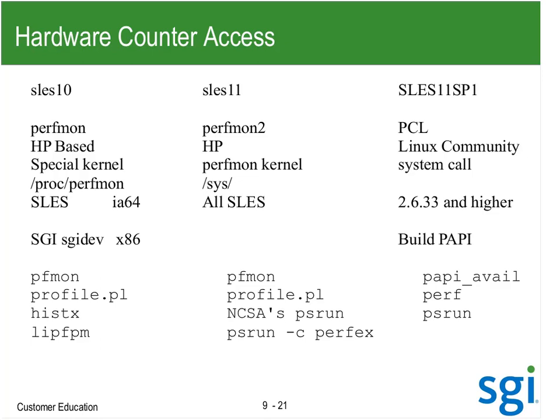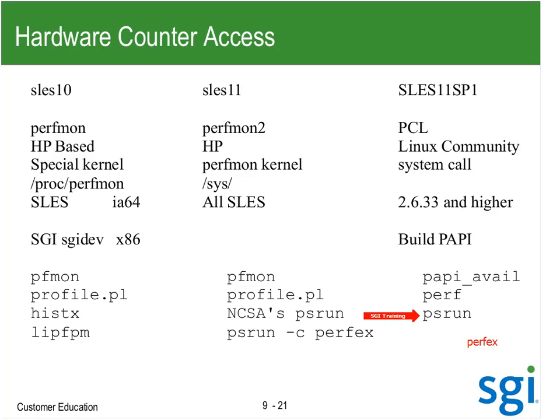So once we got into PAPI, we have a papi_avail command, and I need to show you that and start demoing that. That will show me what hardware counters I can profile from. And then I've got perf, and with perf, I can actually track and see how many TLB misses I took. And then with psrun, I can also start doing experiments to say, where was I for all my TLB misses? Also, I have an experiment called a perfex report that will look at multiple hardware counters at the same time.